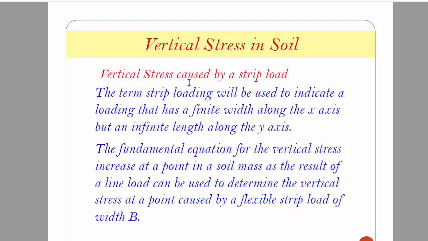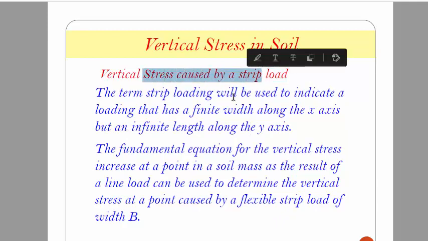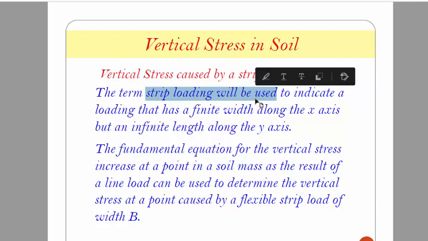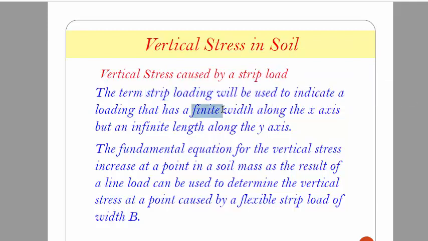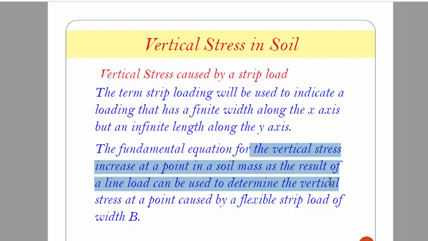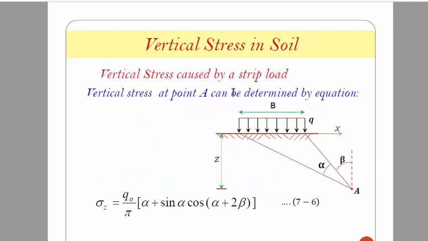So second is strip load, vertical stresses by strip load. Remember one point in terms of strip loading: the x distance is finite. The x distance will be limited, okay, and the y distance is infinite. So in the direction of x there is a limiting portion, and y is of infinite length. The fundamental equation for the vertical stress increase at a point in a soil mass, as a result of a line load, can be used to determine the vertical stress due to the strip load.